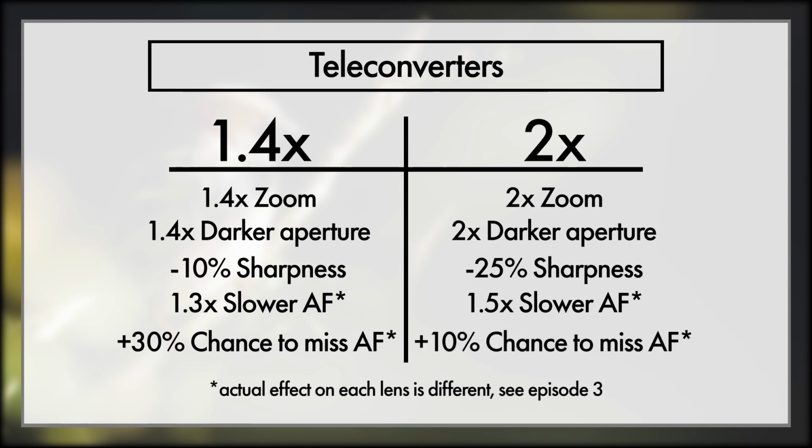Now this isn't saying you're going to miss by 30 and 10%, it just increases your chance of missing by 30 and 10%. And with the exception to autofocus speed with the 200mm with its own 1.4x teleconverter, that will not affect speed at all, but it still will reduce sharpness by 10%.